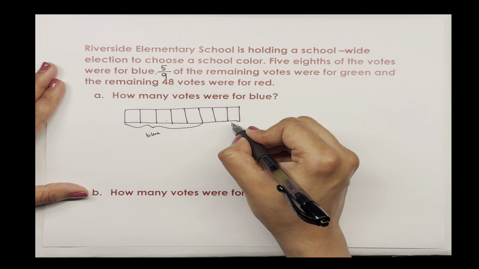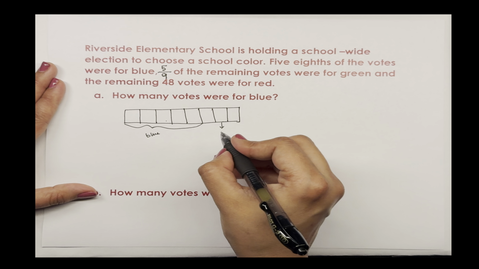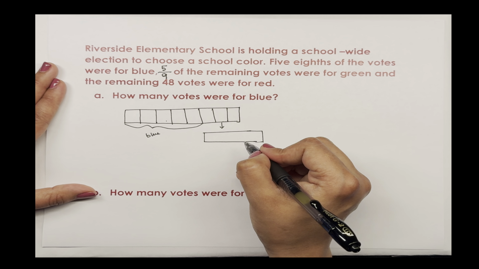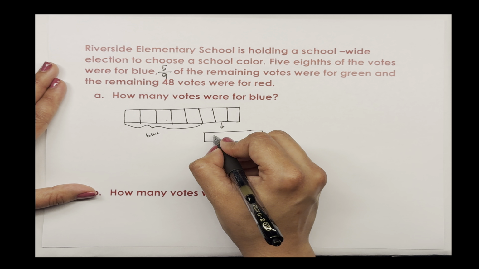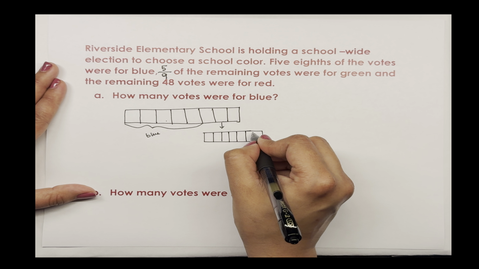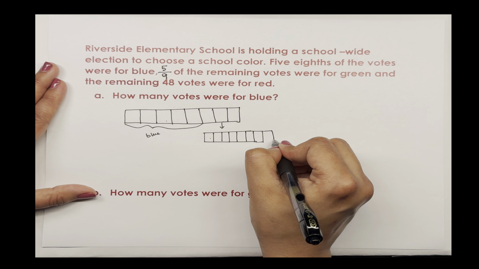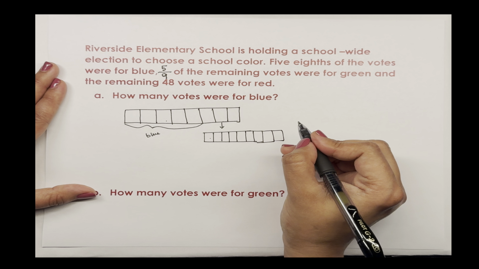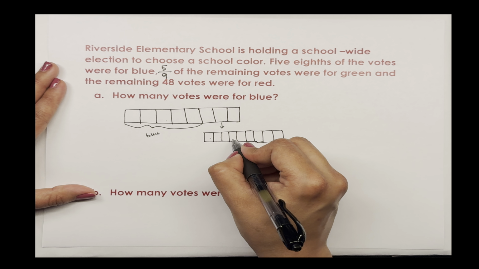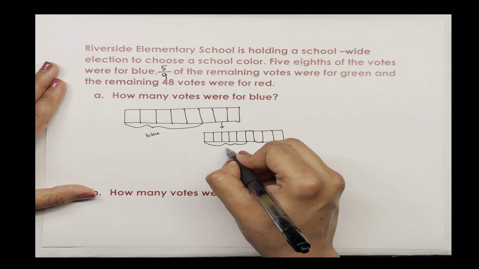5/9 of the remaining vote. So this many is remaining. Let's work with that. 5/9 of them are green. Make it 9 parts. 1, 2, 3, 4, 5, 6, 7, 8, 9. So 5/9 of the remaining vote is green. So 1, 2, 3, 4, 5. All these are green.